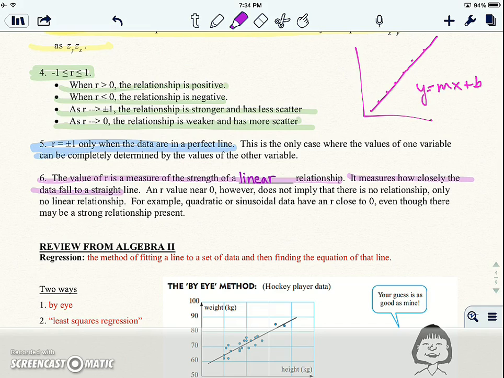An r value near 0, however, does not imply there is no relationship, only that there is no linear relationship. And you'll do a worksheet on that, not this coming class period, but the class period after that. For example, quadratic or sinusoidal data may have an r close to 0, even though there's a very strong relationship present. It's just a quadratic relationship or a sine relationship.